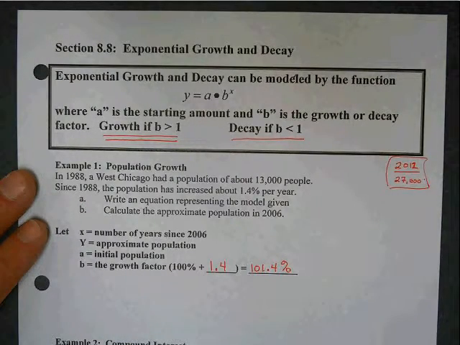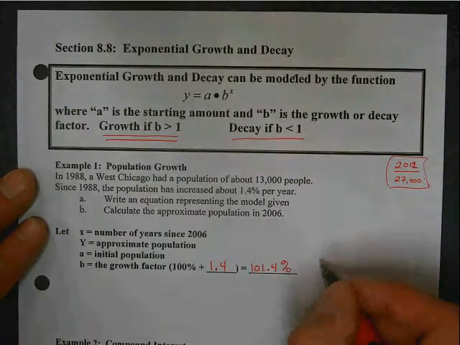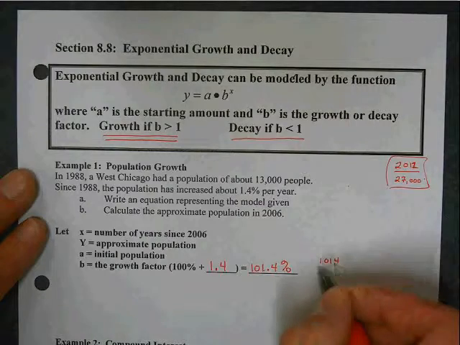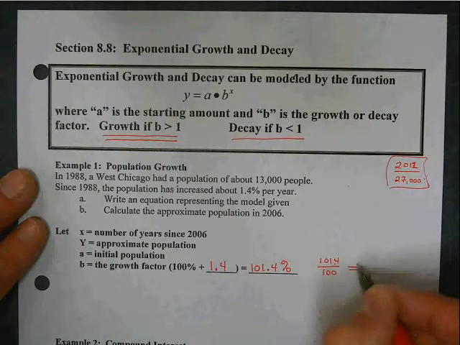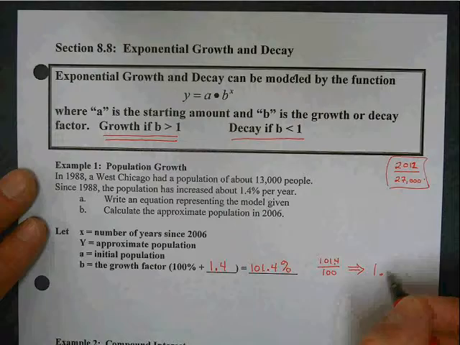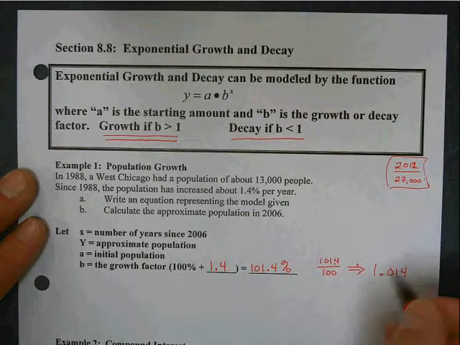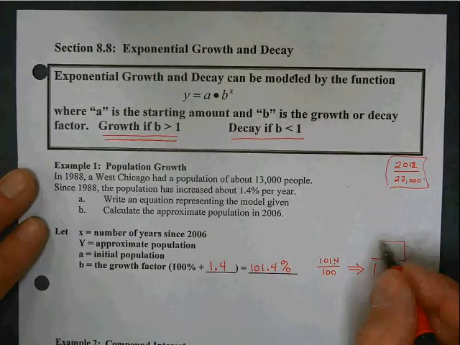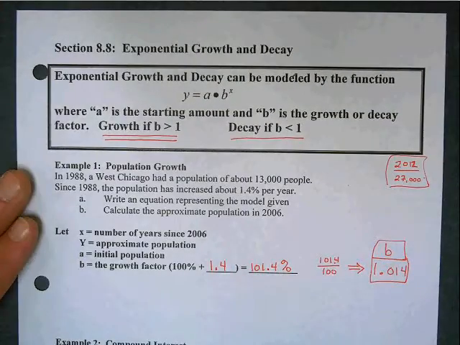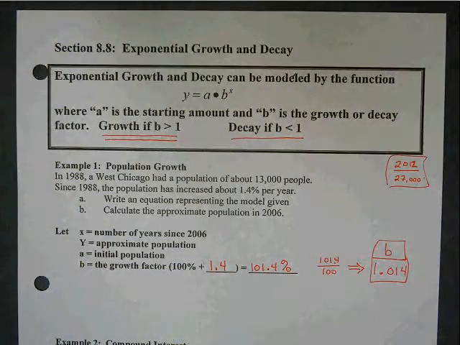Now think back with me, chapter 5, chapter 4, I forget where it was. What does percent mean? Of 100, right? Percent. So per divided by 100. So to change this to a decimal, I've got 101.4 divided by 100 is 1.014. And that is our value of b. That is our multiplier, 1.014. I got that by adding the percent and changing it to a decimal.